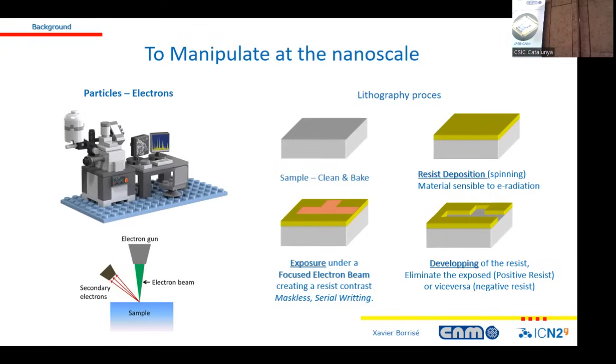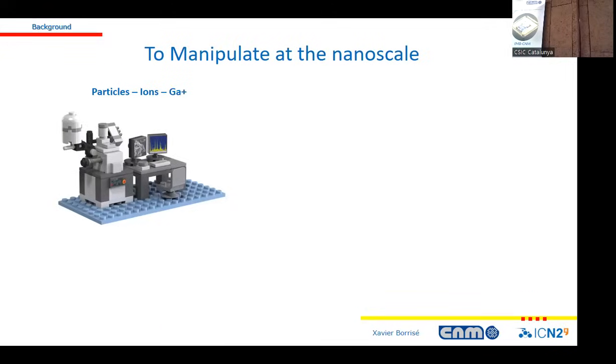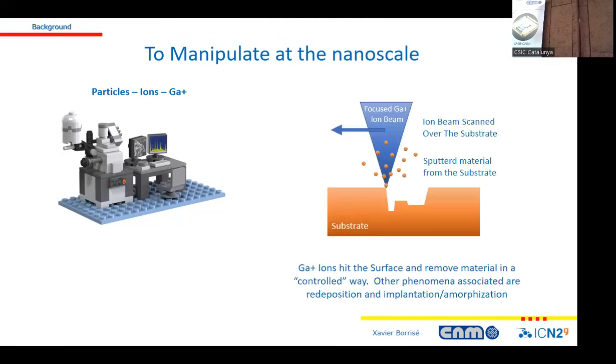Instead of electrons, we can also use ions. We have a system to do the ions. In that case, it's gallium. When we use gallium, what happens is that ions have mass compared to electrons. Then they have high momentum, so when they reach the surface, they impact and they can remove material. So that's the basic idea, and that's what is in this picture.